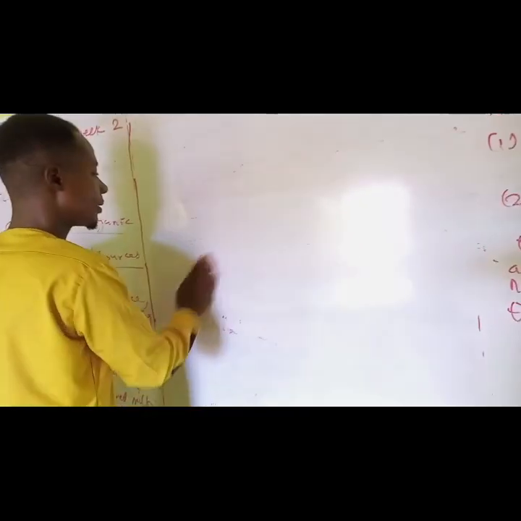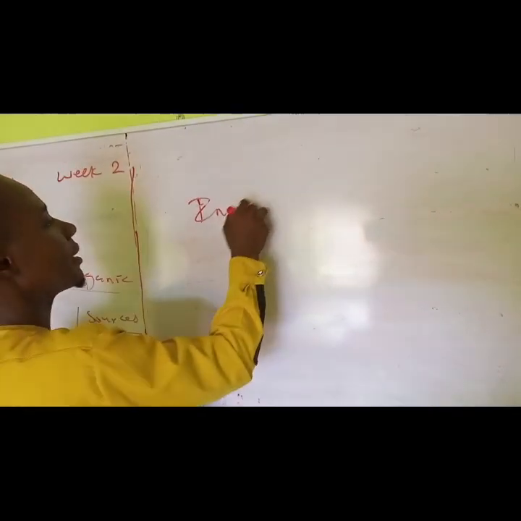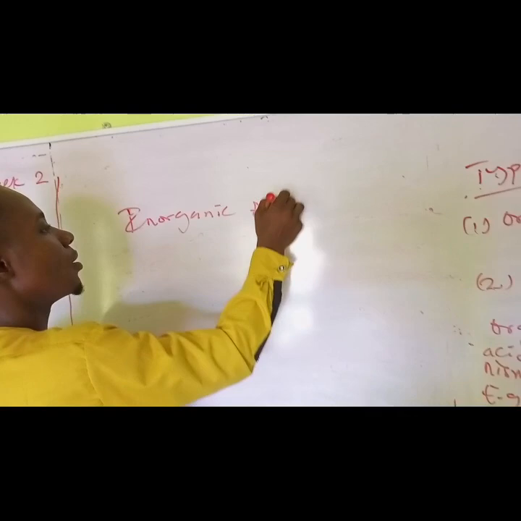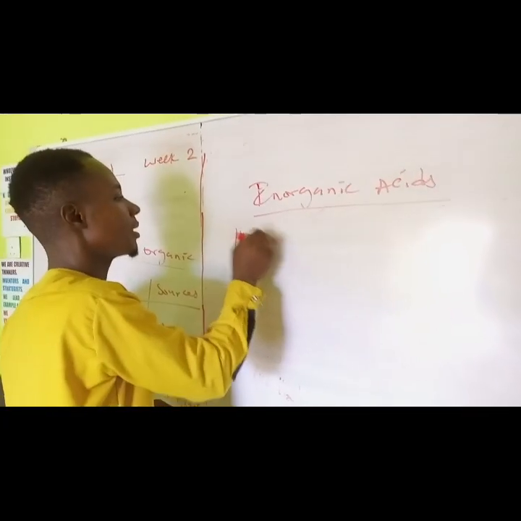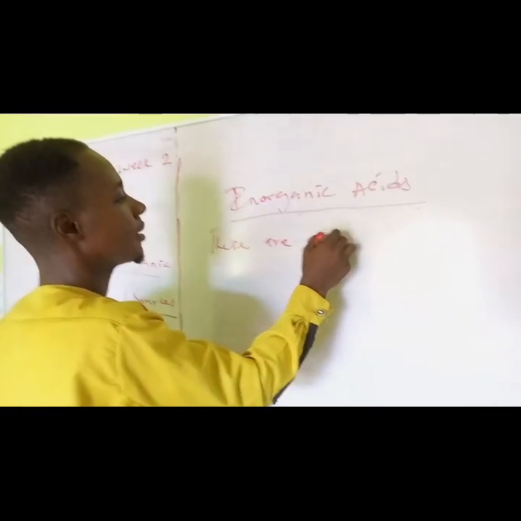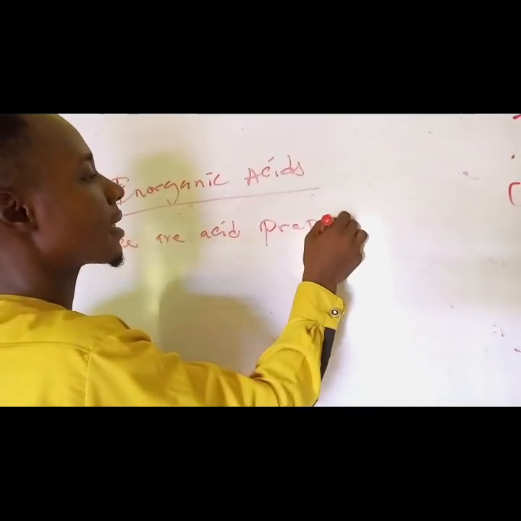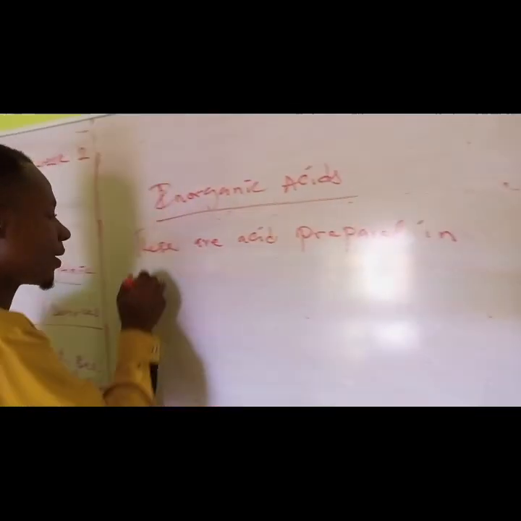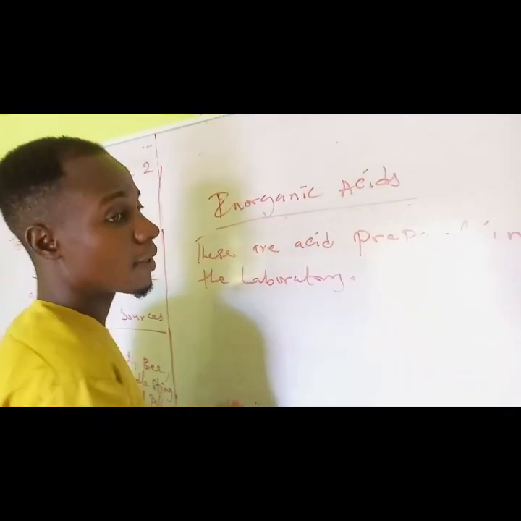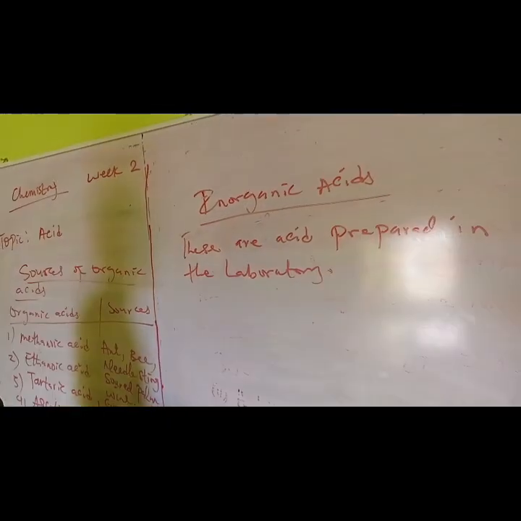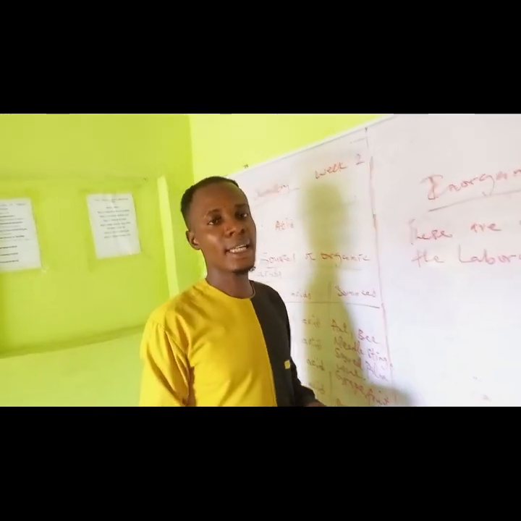What we have next now is inorganic acids. When we talk about inorganic acids, we say that these are acids prepared in the laboratory. These are acids that you prepare in the what? Laboratory. Which means that it is not natural, it is not organic. It's something that we can prepare in the laboratory.